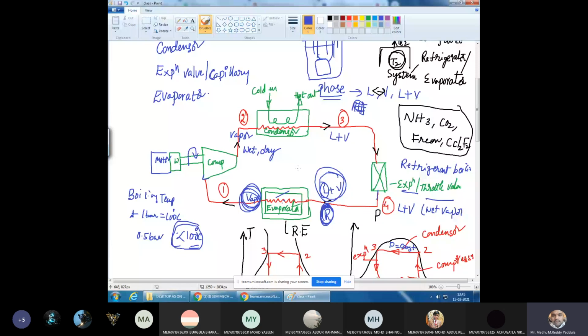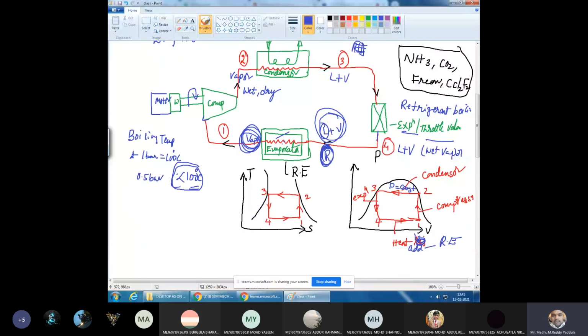Any doubt in this? Please tell me. In terms of PV and TS diagrams, if you are able to draw the PV and TS diagrams, you can explain. This is PV^gamma equals constant. This is P equals constant. This is heat addition, this is heat rejection, compression, expansion.